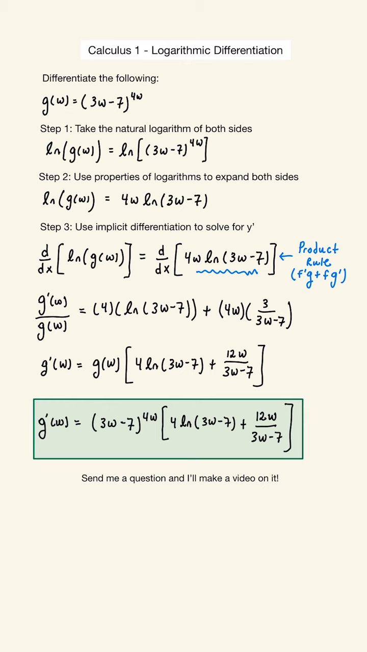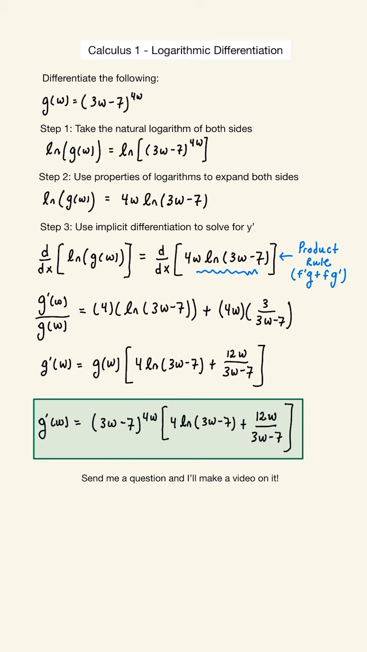And we know that one of our properties is that we can move the exponent out in front. So we have this 4w multiplied by ln of 3w minus 7. And so now that we have everything simplified and rewritten, we can go ahead and use implicit differentiation to take the derivative.